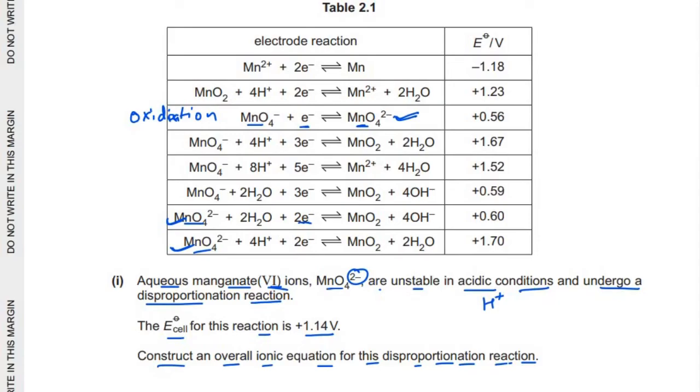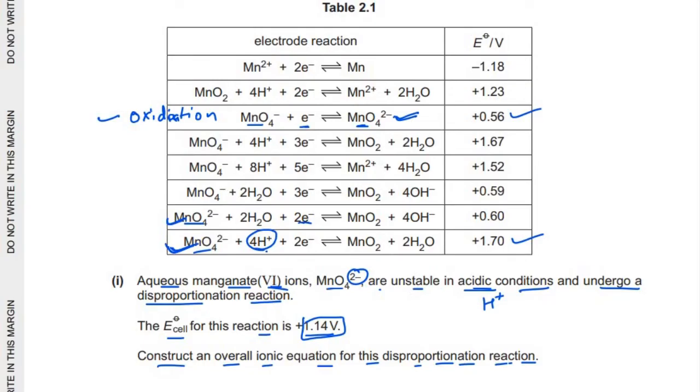Now as we have already seen that in acidic condition it is undergoing a disproportionation reaction, so we'll have to choose the equation with H+ ion. So this is the equation we'll choose. This is the reaction we'll choose for the reduction, and this is the equation we'll choose for the oxidation. Now they have given a hint that the E cell of this reaction is 1.14. So if you subtract these values to find the E cell value, you will get an answer of 1.14. So obviously the two half equations which we have selected are correct.